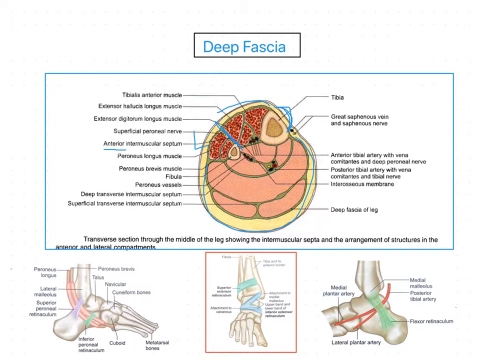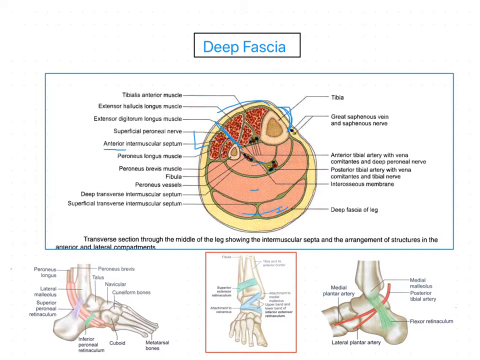Here you can find the green part, that is the deep fascia. So these are the deep fascia which are dividing as intermuscular septa. Now the posterior compartment is further subdivided into superficial, intermediate, and deep parts.